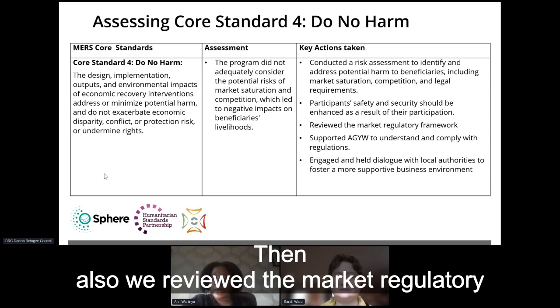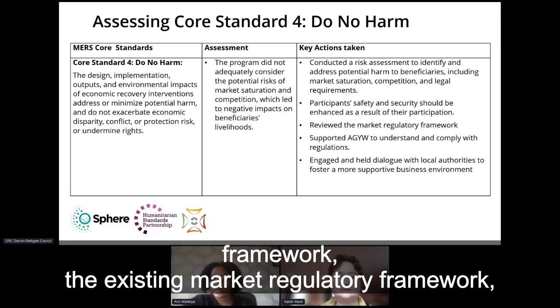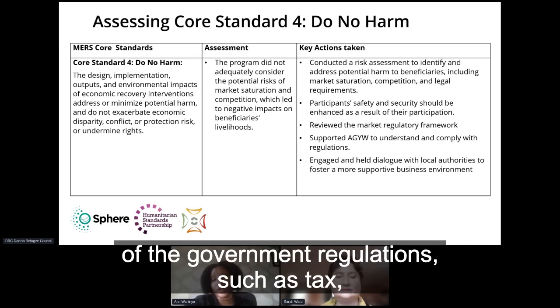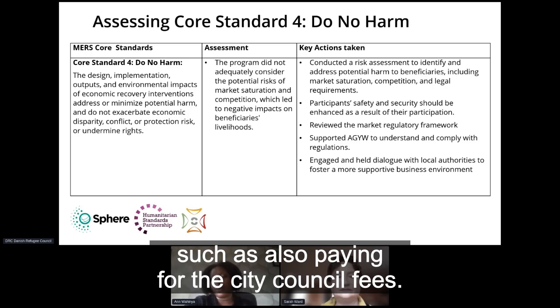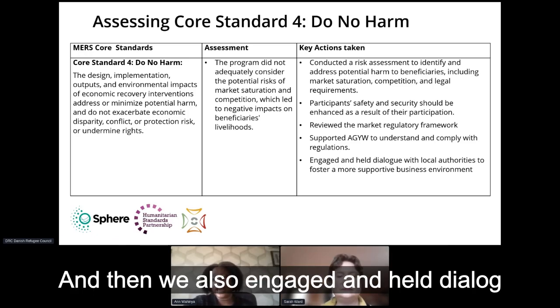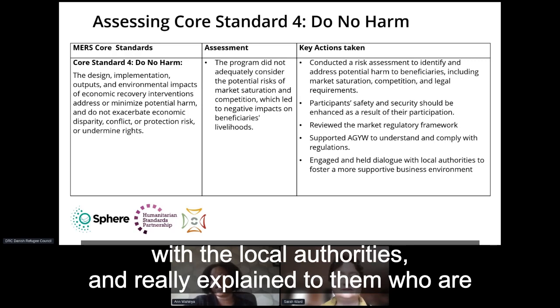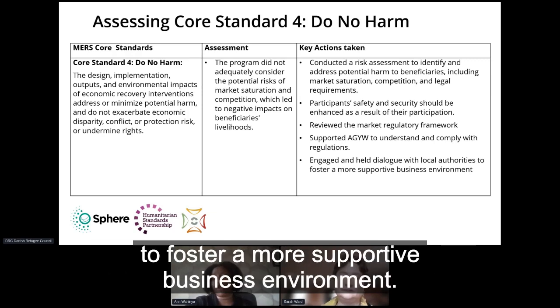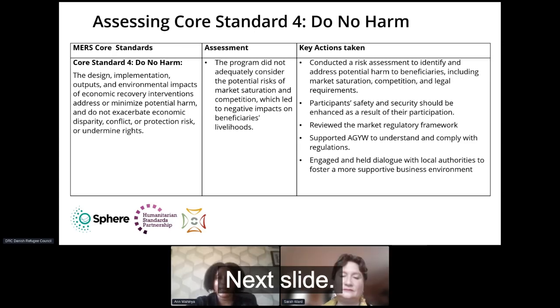Then also we reviewed the existing market regulatory framework, and supported adolescent girls to comply with and understand some of the government regulations, such as tax, and also paying city council fees. So we helped the beneficiaries to understand that. And then we also engaged and held dialogue with the local authorities and really explained to them who our beneficiaries are and the kind of support we are giving them to foster a more supportive business environment. Next slide.